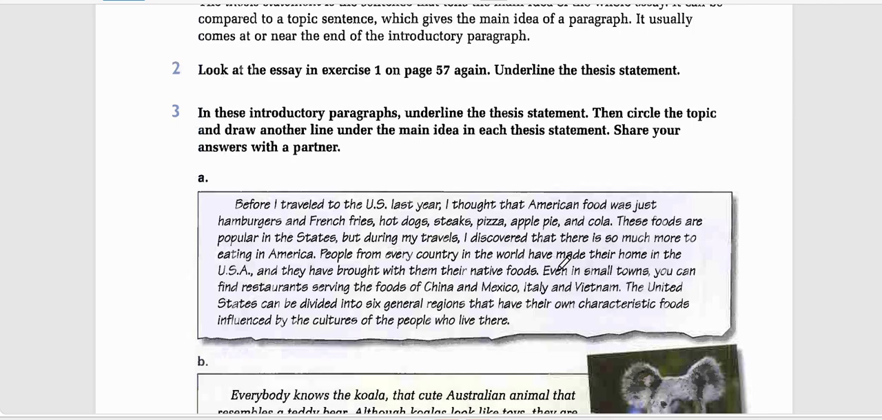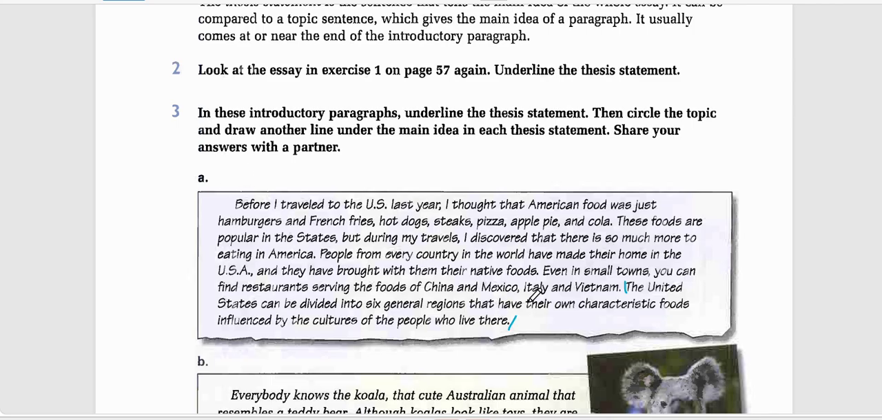And even in small towns, Italy, Vietnam. The United States can be divided into six general regions that have their own characteristic foods influenced by the cultures of the people who live there. So I can say this one is the thesis statement because it gives all the ideas. It's the main point of the introductory part.